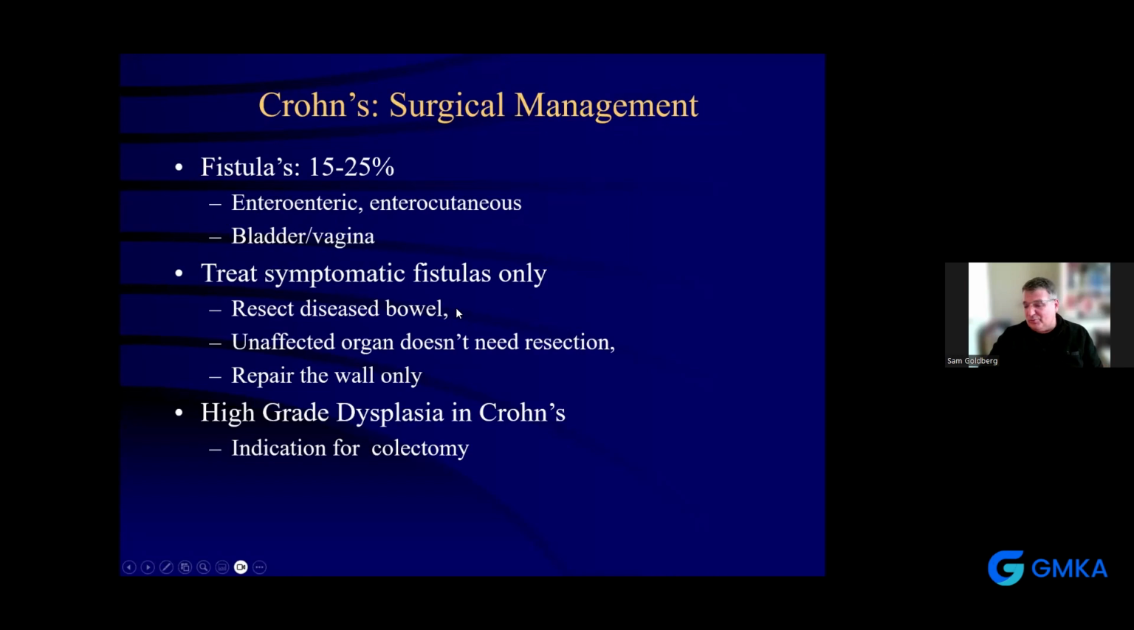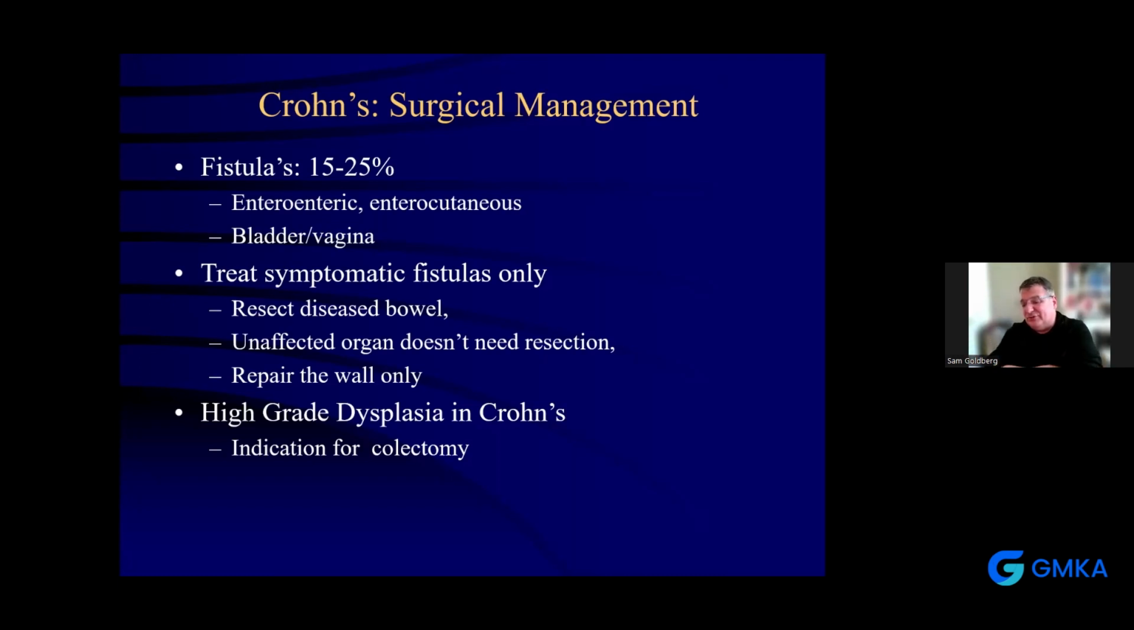So you would resect a diseased bowel. Say you had a transverse colon to stomach Crohn's fistula, and the disease is in the transverse colon, and the fistula goes to the stomach, but the stomach is uninvolved with the colitis. You don't need to resect the stomach. You just need to make sure that the fistula opening is closed, right? So you could take off that fistula and resect the transverse colon and oversew the stomach.